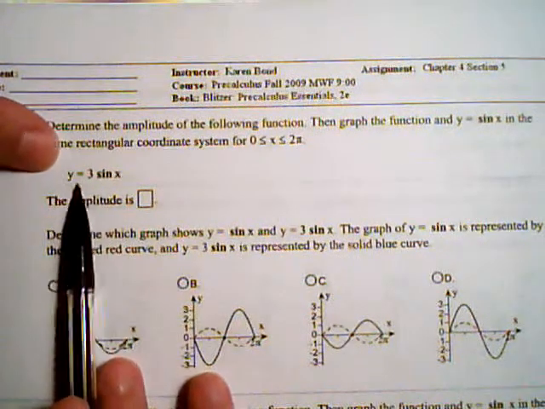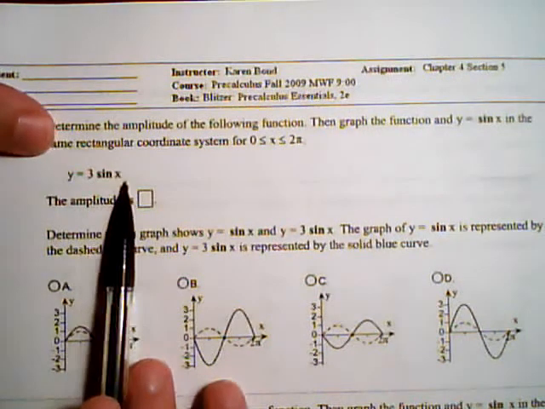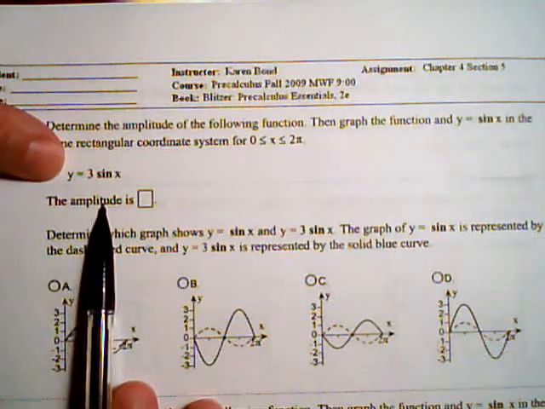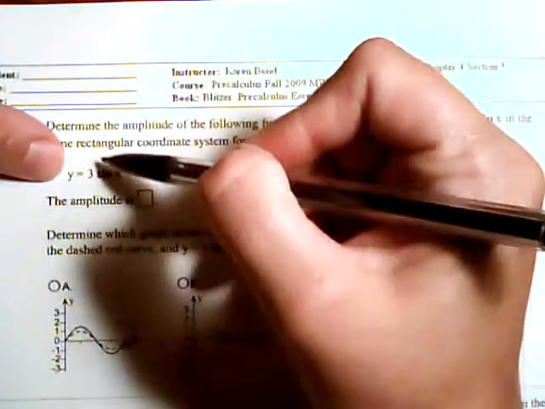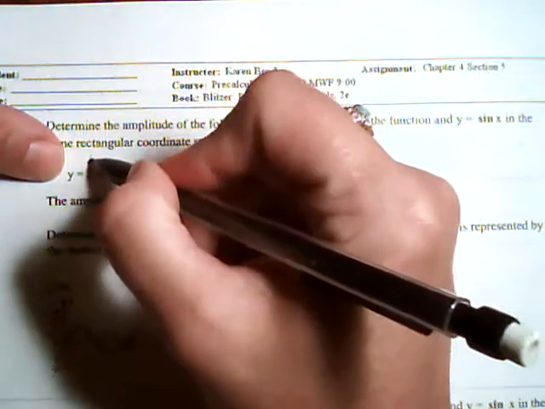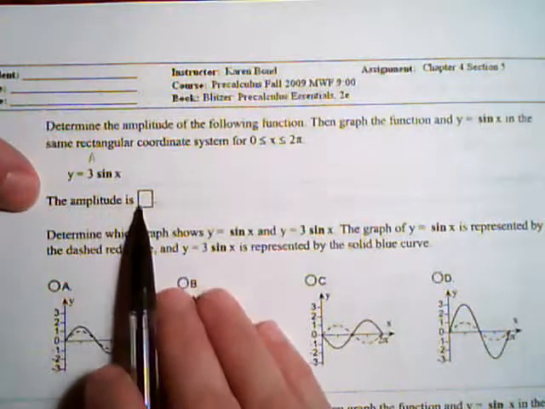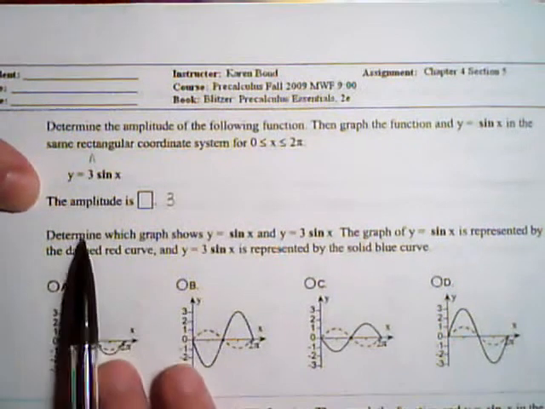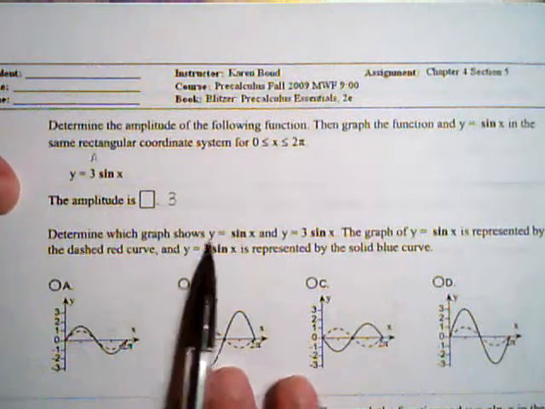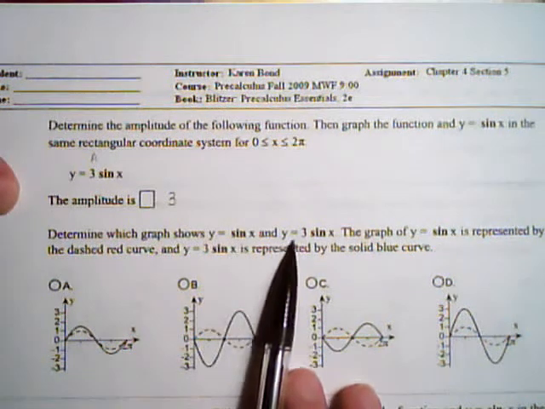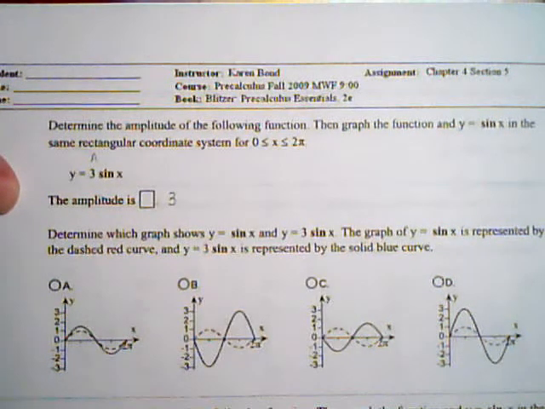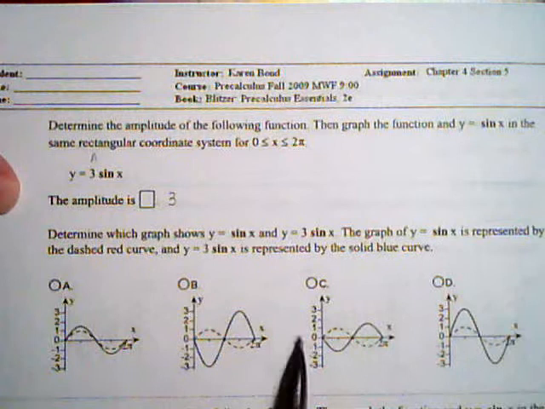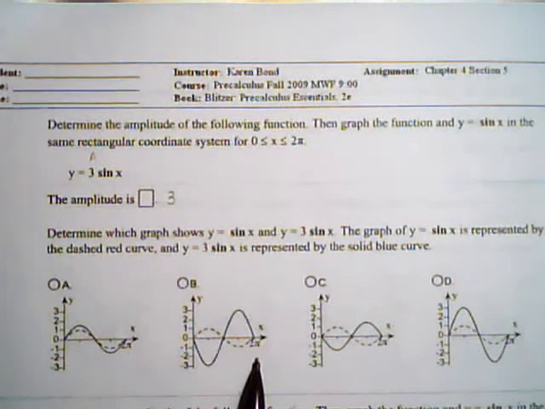Okay, so we have the equation y equals 3 sine of x. So the amplitude, remember this, the coefficient of the sine is a, so the amplitude is the absolute value of a, so that would just be 3. Now it says determine which graph shows y equals sine of x and y equals 3 sine of x. And it tells you that it's different colors, which we can't see here, but you will on your homework.